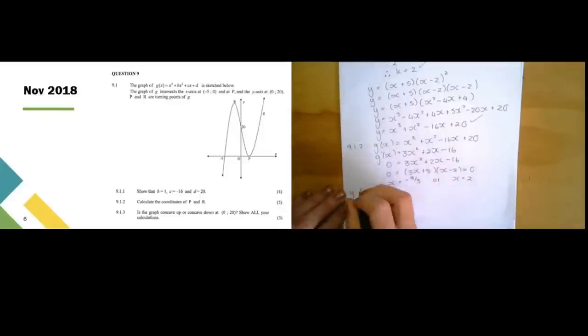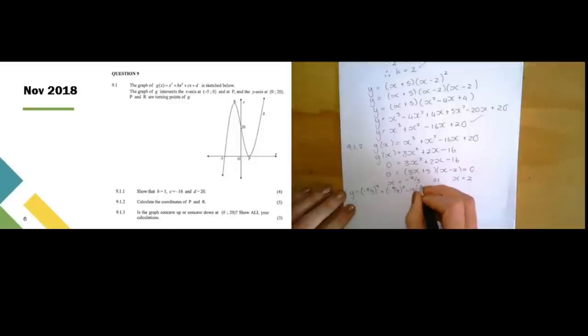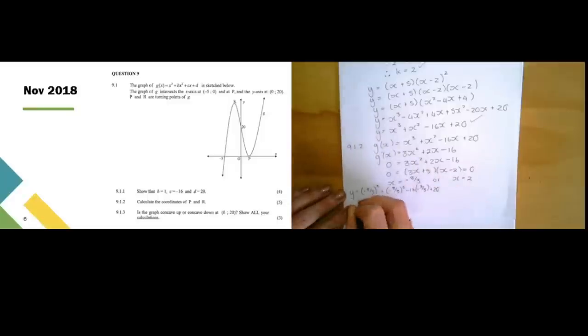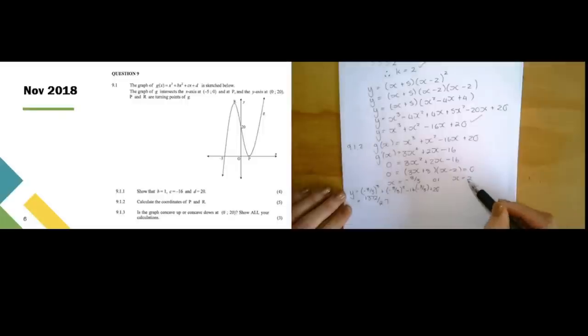So I'm going to substitute back into the original. What if x was negative 8 over 3? What would I get? Negative 8 over 3 to the power of 3 plus negative 8 over 3 squared minus 16 times negative 8 over 3 plus 20. And y works out to be 1,372 over 27. Or if I substitute 2 into my equation, I get 0. So y equals 2 cubed plus 2 squared minus 16 times 2 plus 20, which is 0.